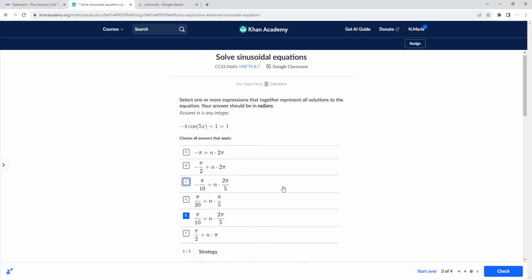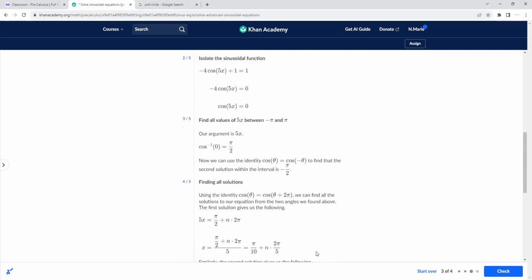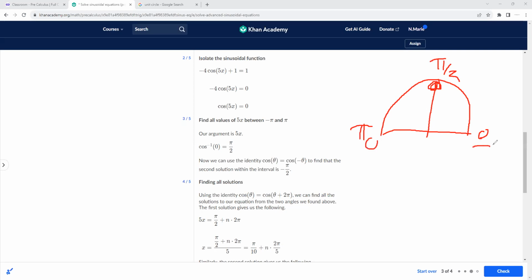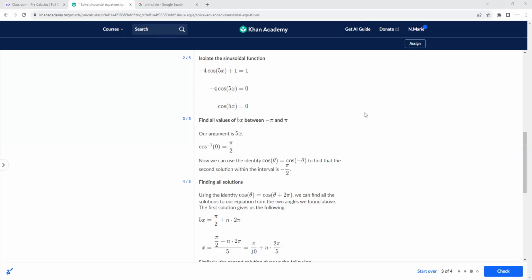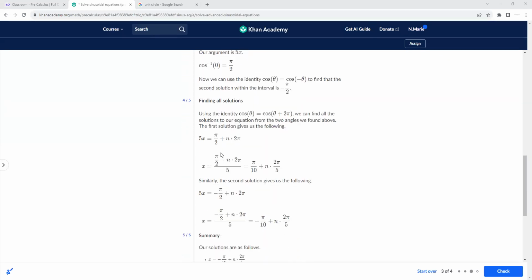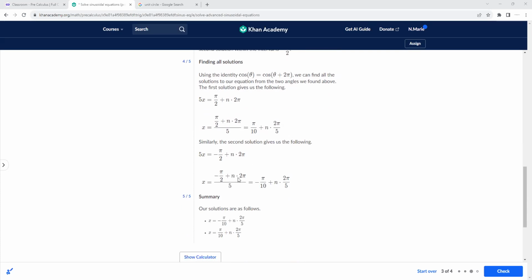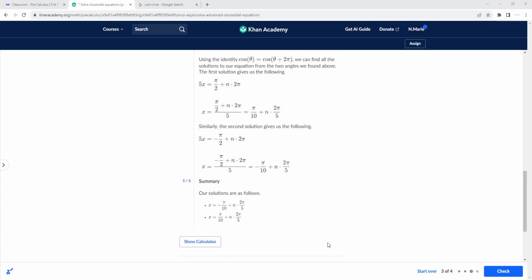Oh, because it should be between negative pi and pi. That's why. So we can only look at the first two quadrants, right? And it's 0 at pi over 2, so we couldn't use this other one if we're doing between pi and negative pi. So this is 0 to pi or 0 to negative pi. So we can only use the first two quadrants. Know the unit circle if you're confused. And so we got pi over 2. We divided by 5. We got our first answer. Let's see how they got the second answer.